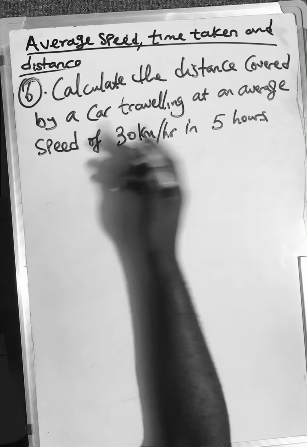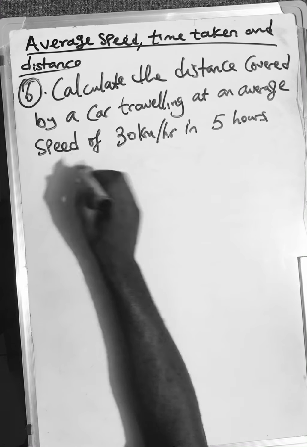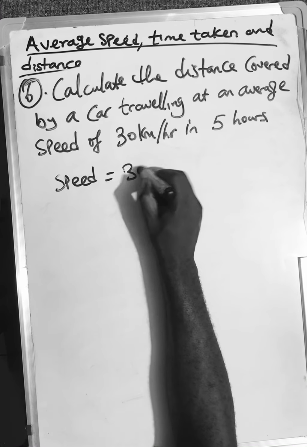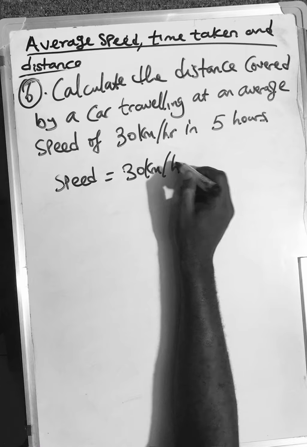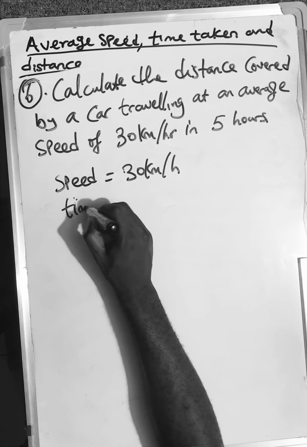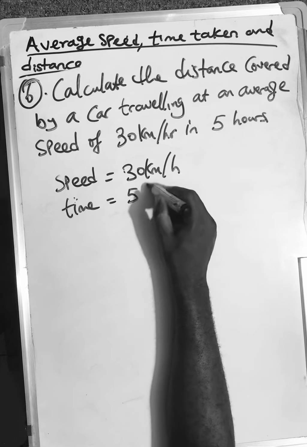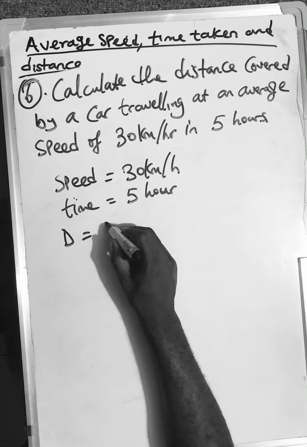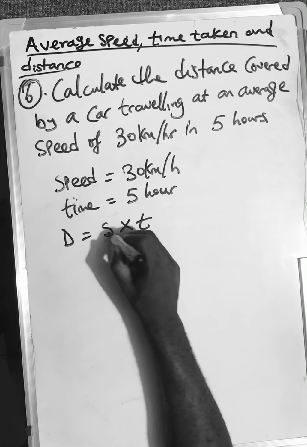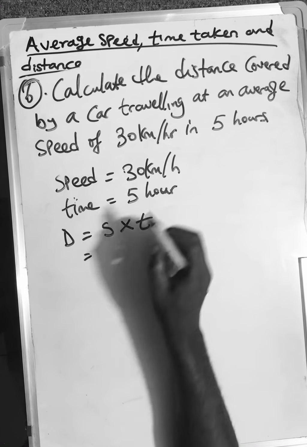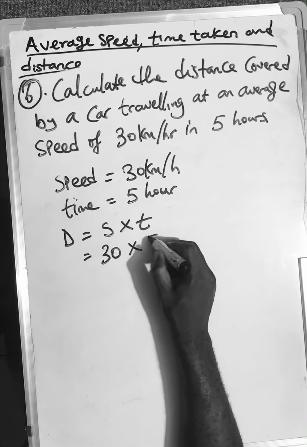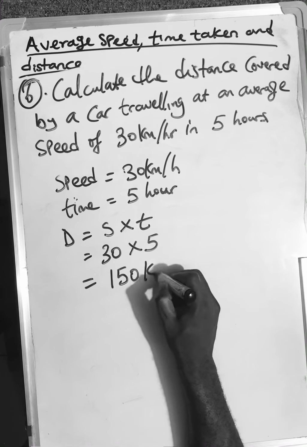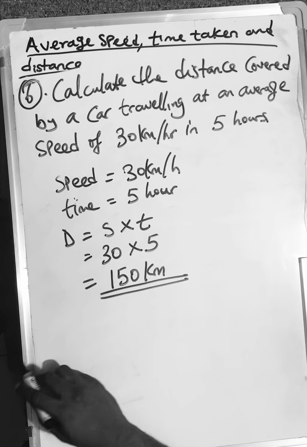This time around, I have to calculate the distance. So the speed here is 30 kilometers per hour, and the time taken is 5 hours. The formula for finding distance is average speed times time taken, that is S times T, which is 30 times 5. And 30 times 5 is 150 kilometers. That is the distance.